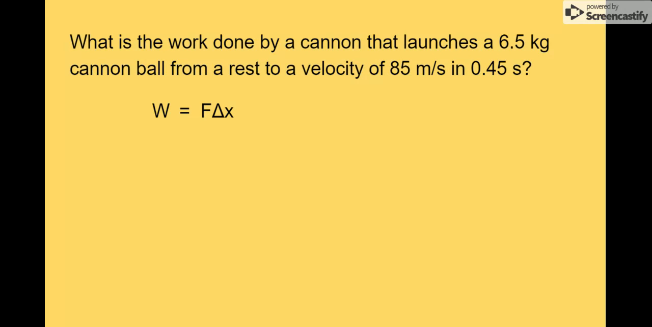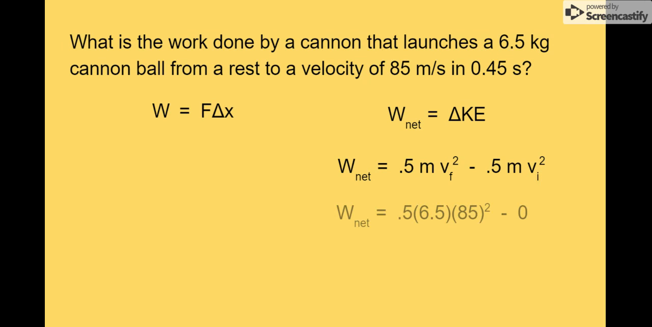The easier way in this circumstance is to look at the work kinetic energy theorem. If we know our change in kinetic energy, we can figure out the work, and that would be a lot easier with this given information. The change in kinetic energy would be our final kinetic energy, 1/2 times mass times the final velocity squared, minus our starting kinetic energy, 1/2 times mass times the initial velocity squared. We know everything we need: the mass, our final velocity of 85 meters per second, and our initial velocity of 0. So we can plug those numbers in.